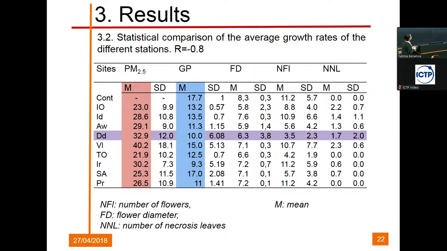Results showed a correlation between morphological parameters and the measurements taken about fine particles. We had R equal to 0.8, and Dowagie, which is an urban station, shows the biggest value of PM, fine particulate.